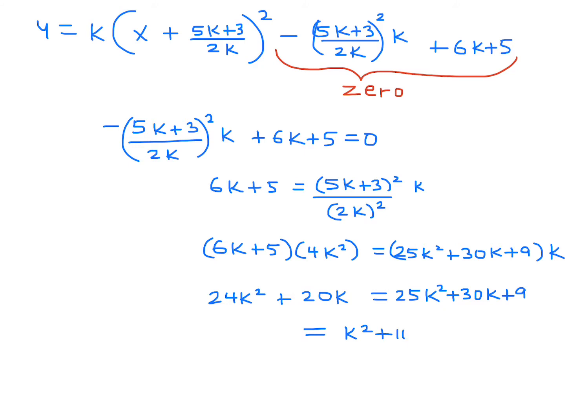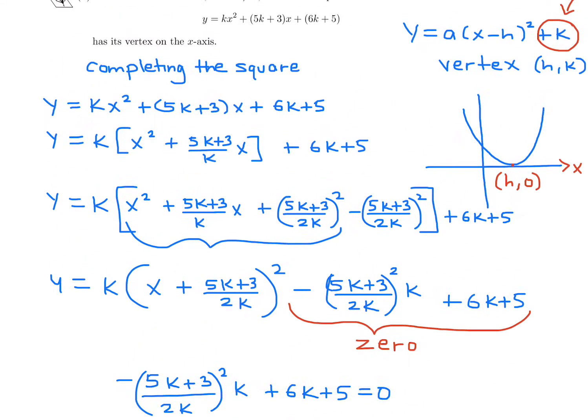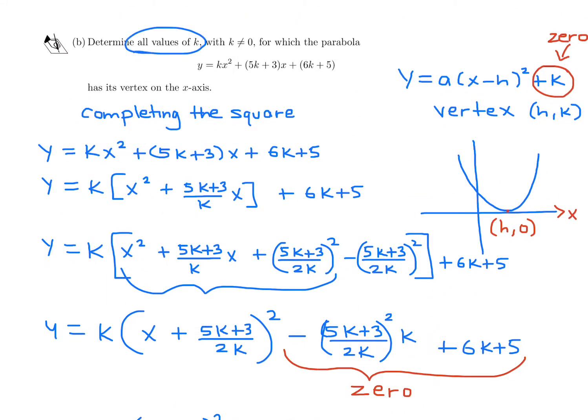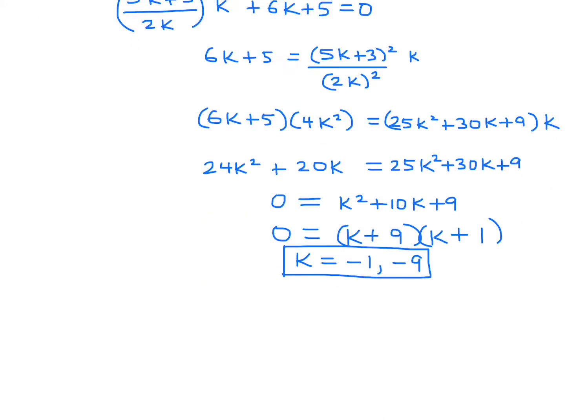k squared plus 10k plus 9. And I believe this factors pretty nicely. k, 9, 1, negative, negative, or plus, plus? Yeah. All right, so therefore, k is equal to negative 1 or negative 9. And that is what they're asking for in the question. Determine all values of k. So we got two values. We got k equal to negative 1 and negative 9.